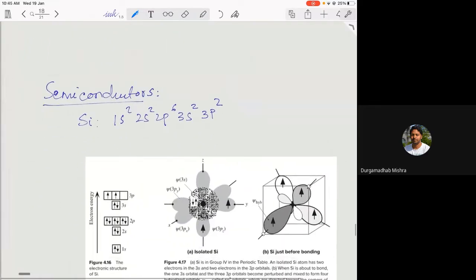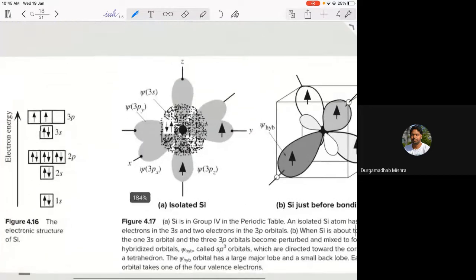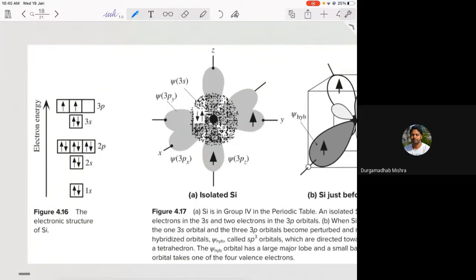So here in the picture, what is shown is the electronic configuration, one is what I described just now, and the 3p and 3s levels are the highest occupied energy states.